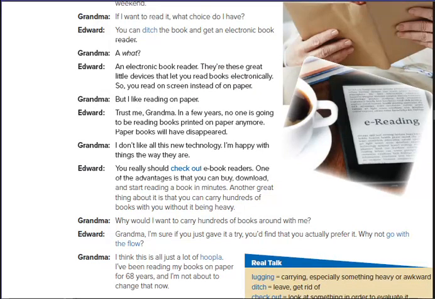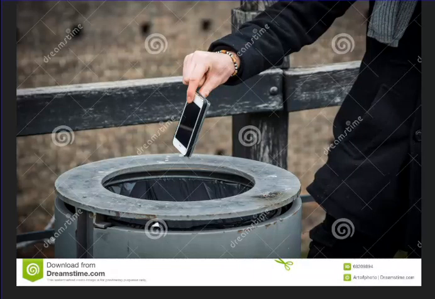So this is the word ditch. When you ditch something, it means that you throw it or you leave it and get rid of it.